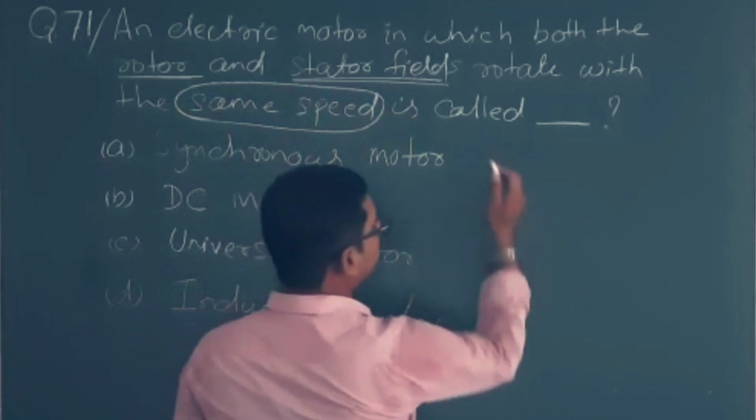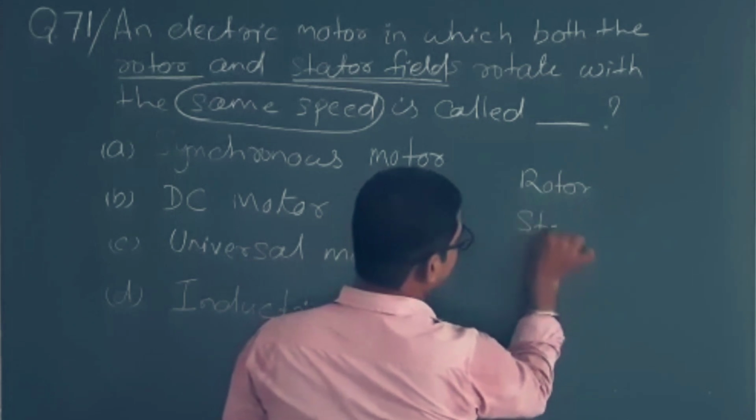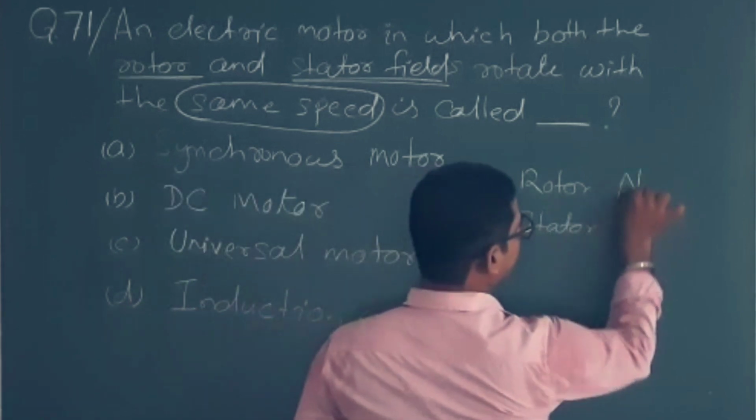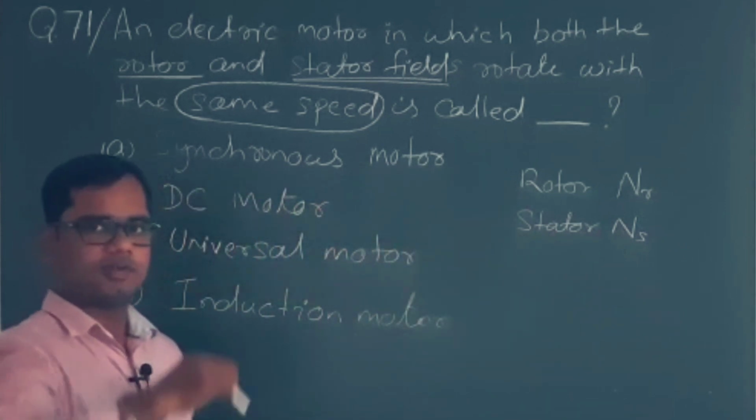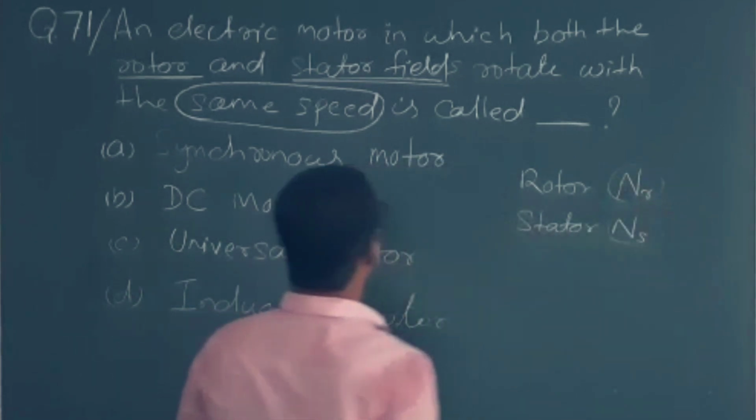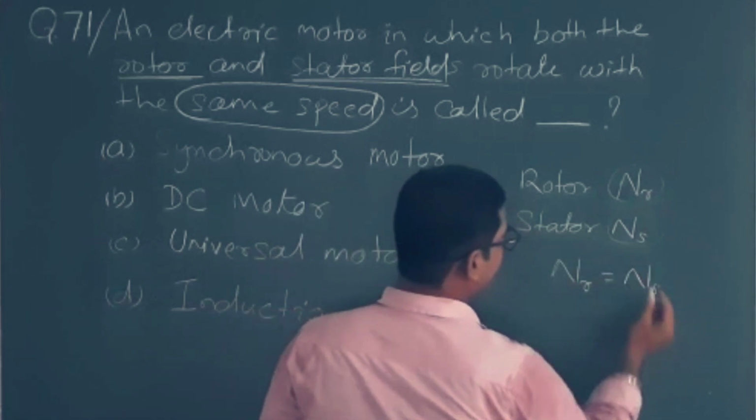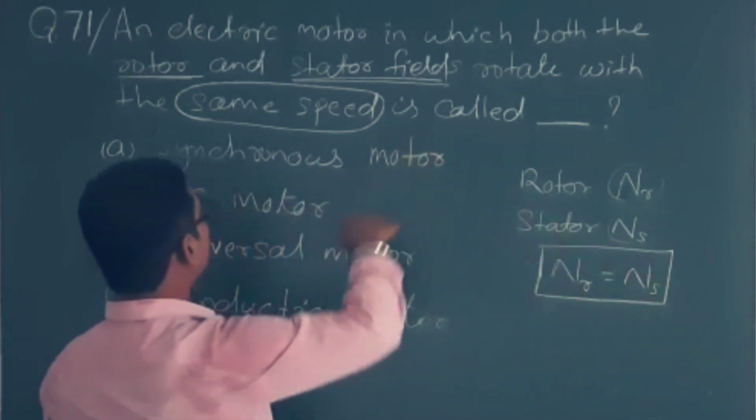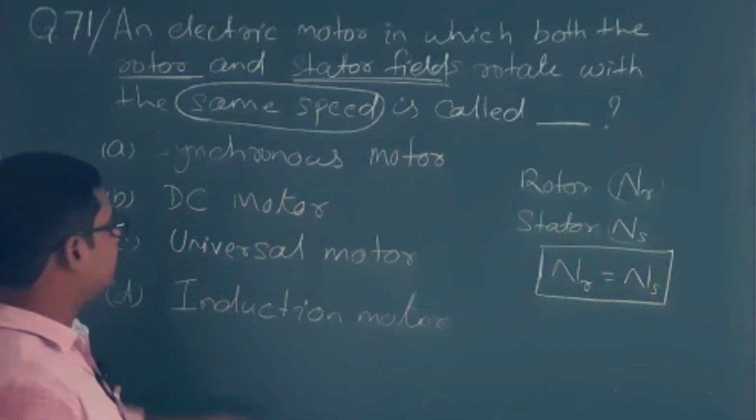So we know in any motor, the rotor and stator, two fields are there. The speed of the rotor is NR and the speed of the stator field is NS. Stator is the stationary part, but whatever flux rotates in the stator is known as the stator speed. So the question is, if both speeds are the same, NR equals NS, then it is called which type of motor? First one is synchronous motor, second DC motor, universal motor, then induction motor.